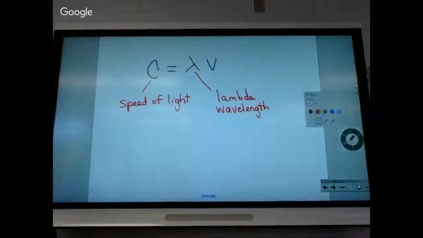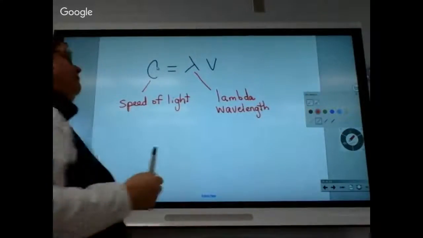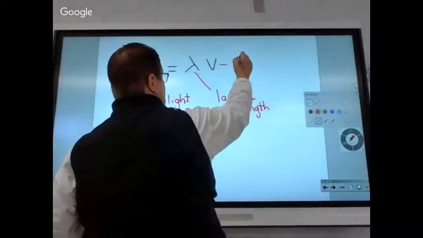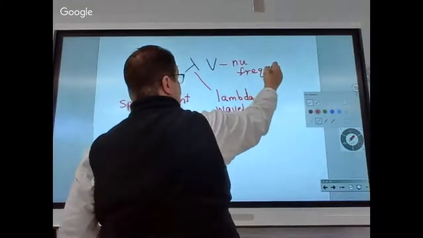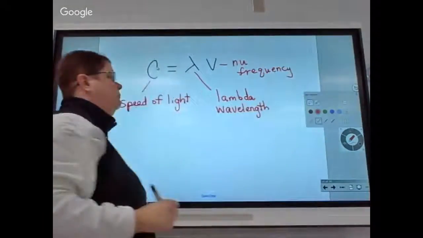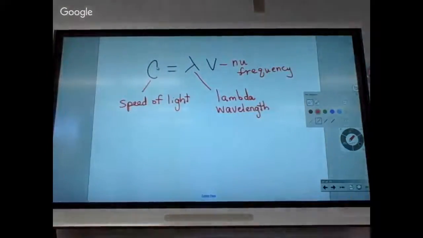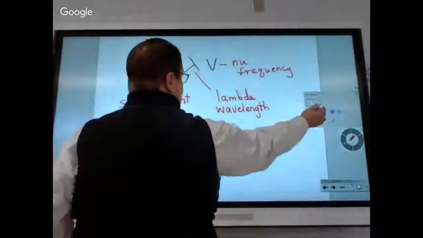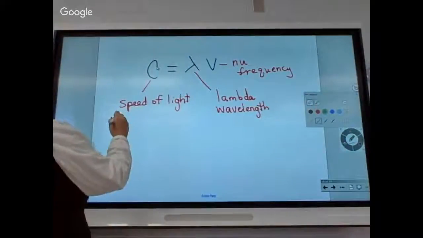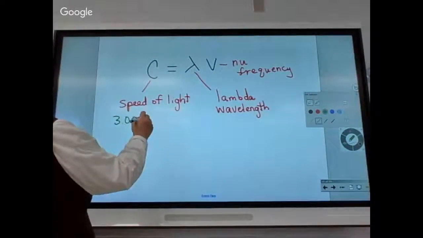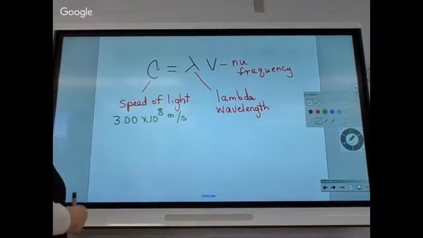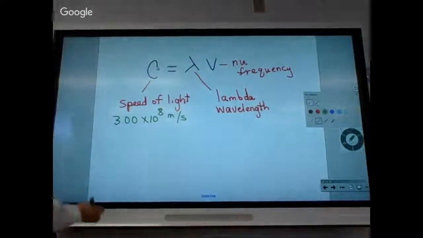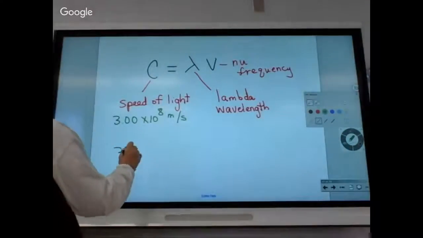All right. What was nu? That's the Greek letter nu, for those of you who came in late, and it was frequency. So, the speed of light is a constant, and you have to know the constant. It's 3.00 times 10 to the 8 meters per second. Now, to illustrate how fast that is.